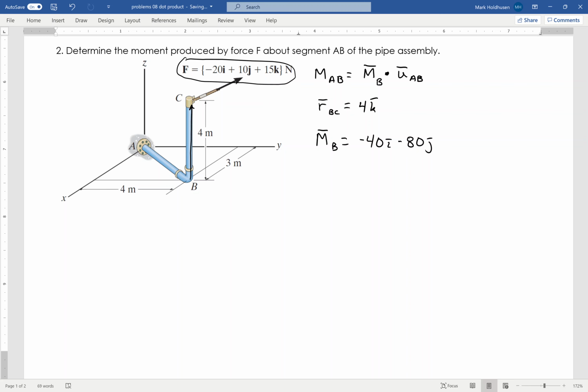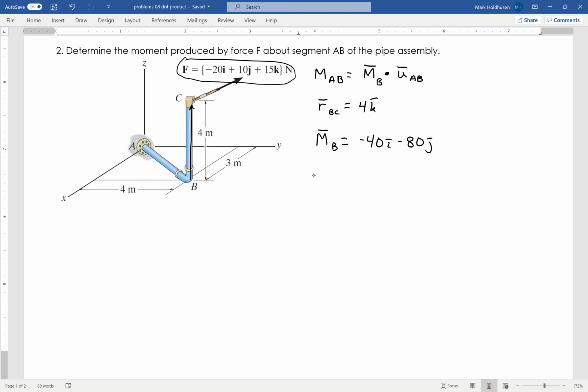Now that I have the moment about B, again, I want to know how much of this moment is in the AB direction. Just like I would say how much is in the i direction, I'd say negative 40. How much is in the j direction, I'd say negative 80. My question is how much of this is in the AB direction?